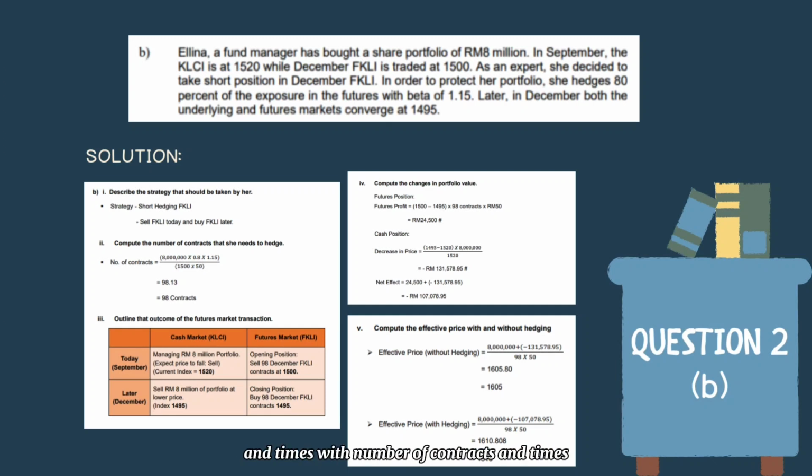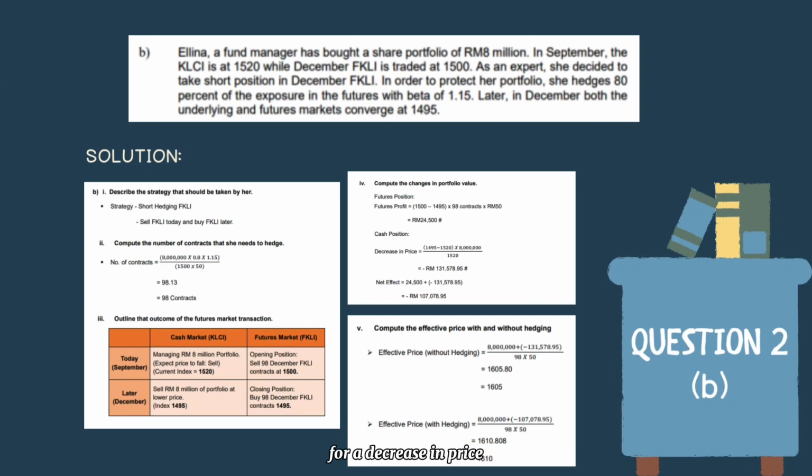Fourth, we have to calculate the futures position, which is the futures profit, the opening position minus the closing position, times the number of contracts and times the contract size, and we will get 24,500 ringgit.